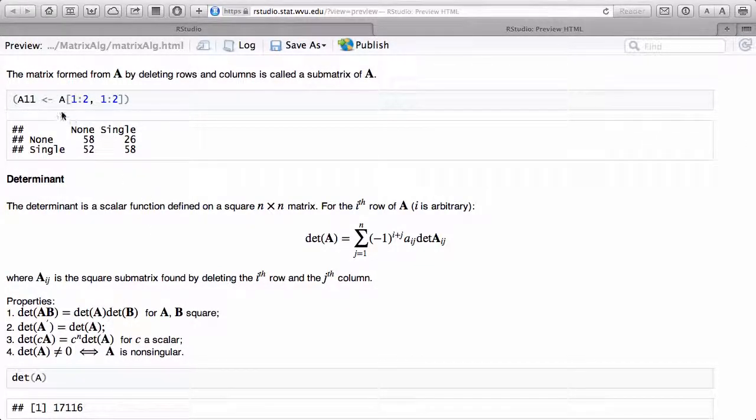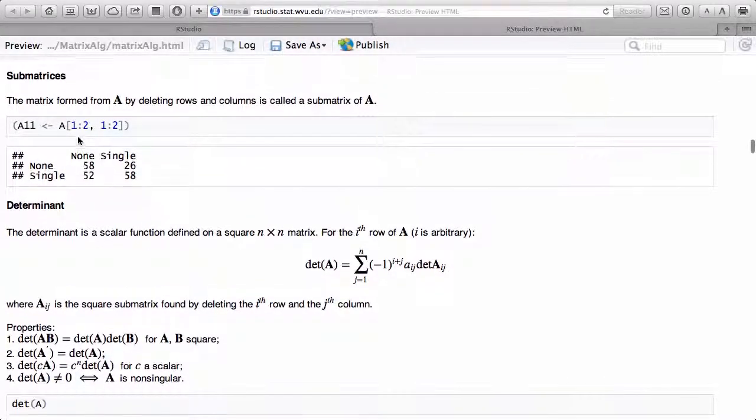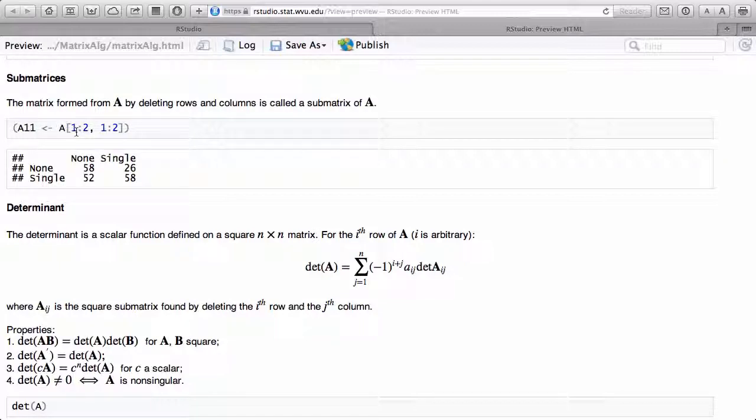By the way, I can subset a matrix. If I say A, 1 colon 2, comma, 1 colon 2, it means a vector of 1 and 2. And so I'm taking the first 2 rows and the first 2 columns. And you can see that's what's called a submatrix. So in R, it's very, very easy to get submatrices.